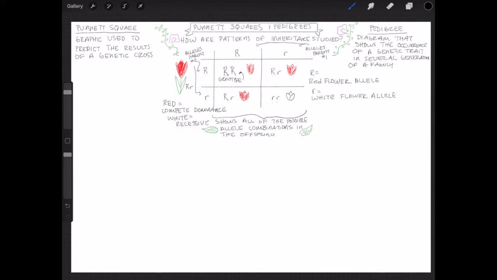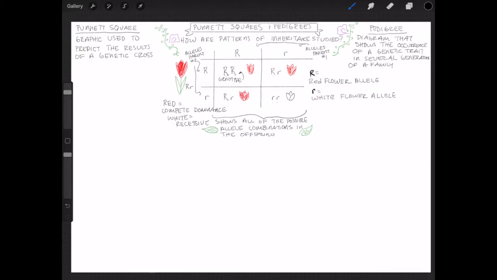So how can you tell which allele is dominant and which allele is recessive just by looking at a Punnett square? Well, hopefully you realize that we can tell which allele is dominant by which allele is capital, capital R. And we can tell which allele is recessive by which allele is lowercase. And they're always going to go in the order of capital, lowercase, or dominant, recessive.